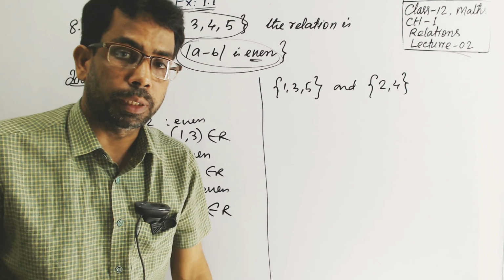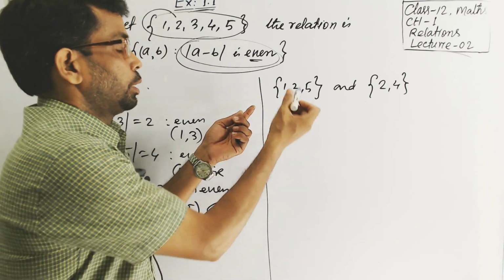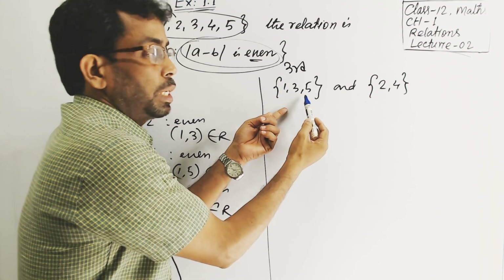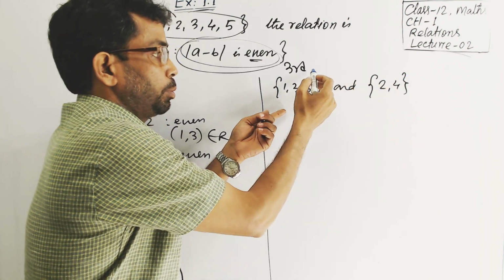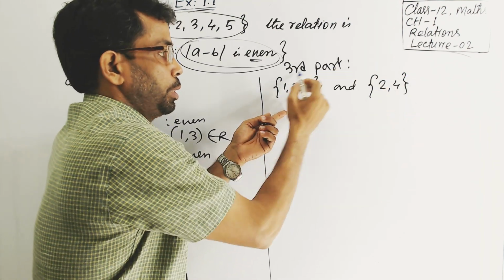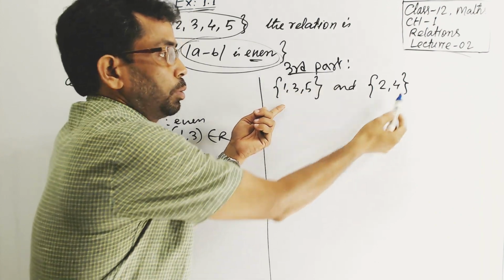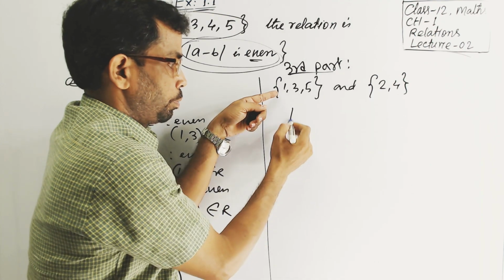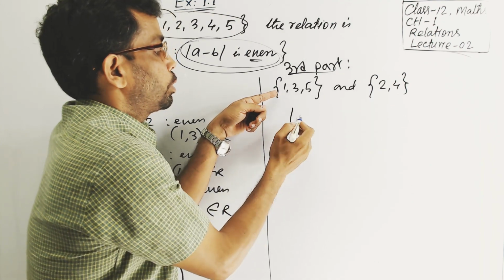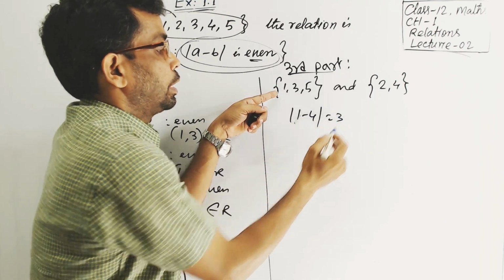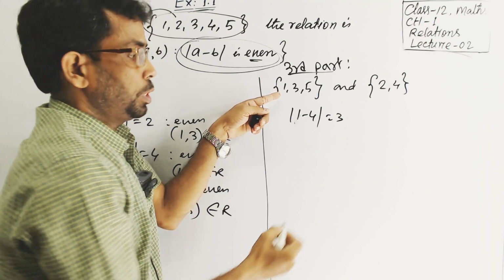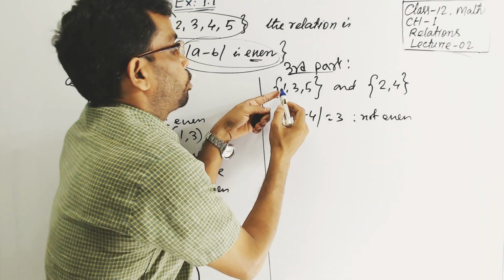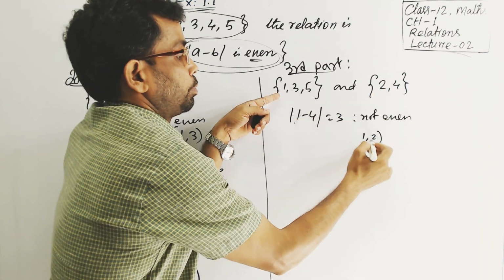And then in the third part, we have to take one element from this set and another element from this set, and then we have to show that they are not related. That means no element of this set is related to an element of this set, we have to prove. Now we will take 1 with 4. So if we take 1 with 4, the difference is 3. Modulus is always positive, and 3 is not even. That means 1 and 4 are not related.